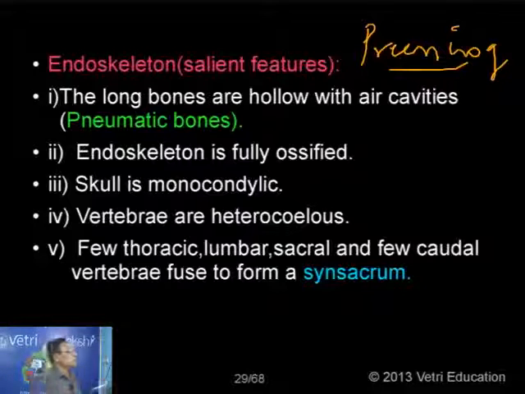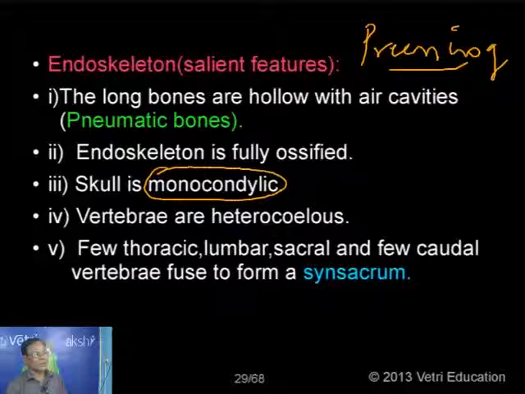Then the skull is monocondylic. I mentioned this before. You have the dicondylic condition in amphibians and human beings, and all other animals, the reptiles and the birds, are monocondylic. Even in the case of fishes it is monocondylic. So fishes, reptiles and birds are monocondylic in nature.